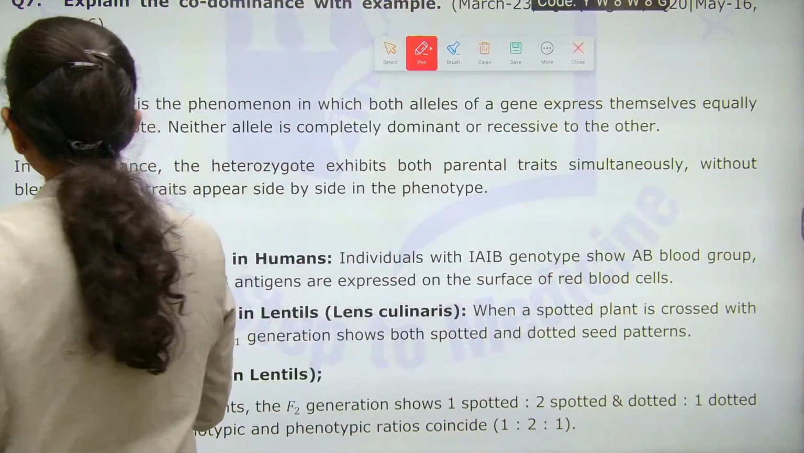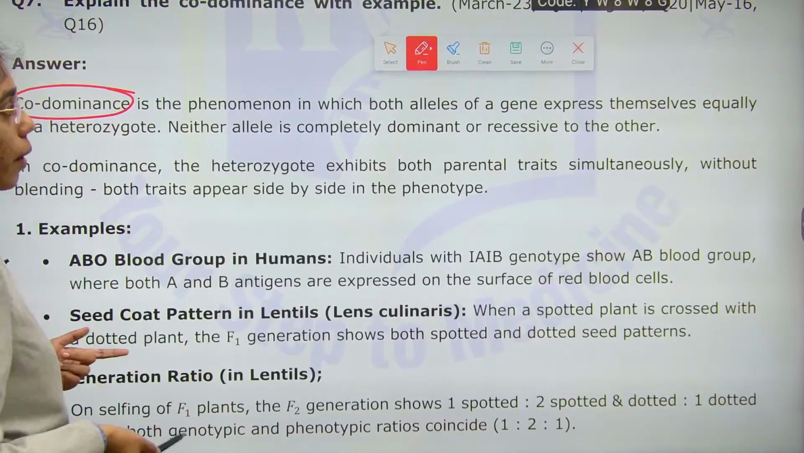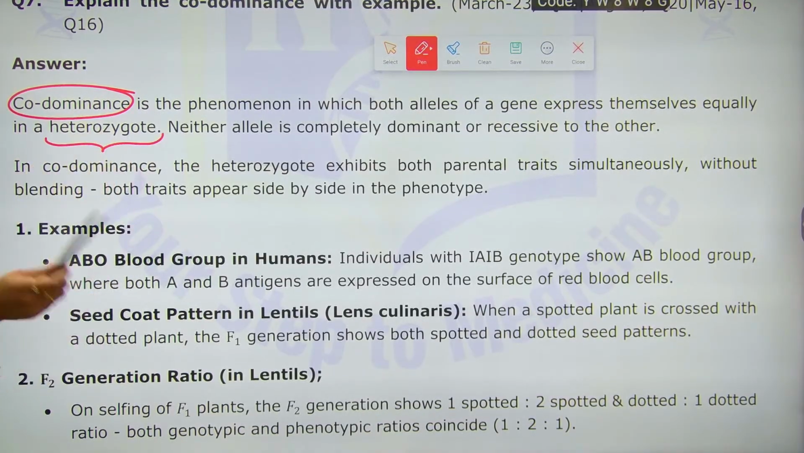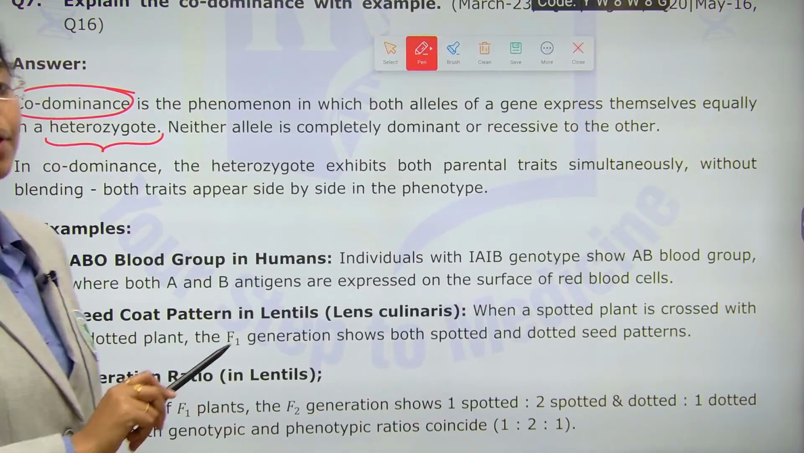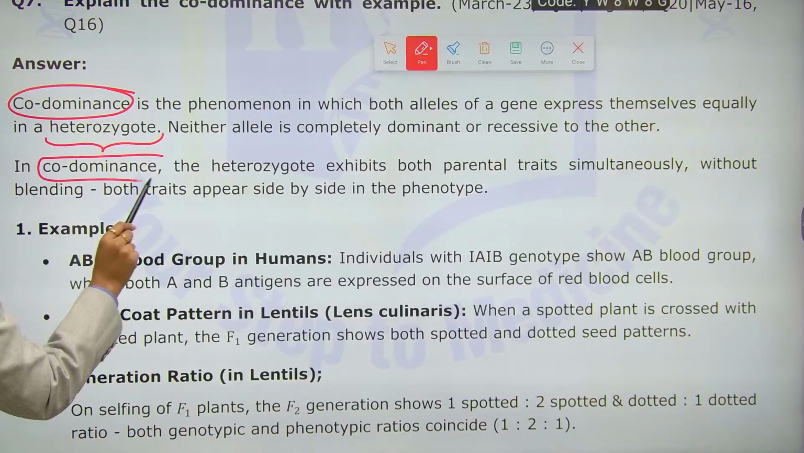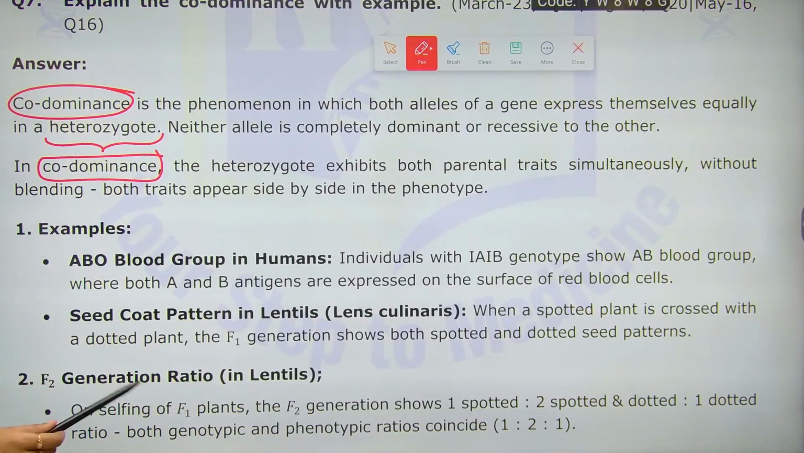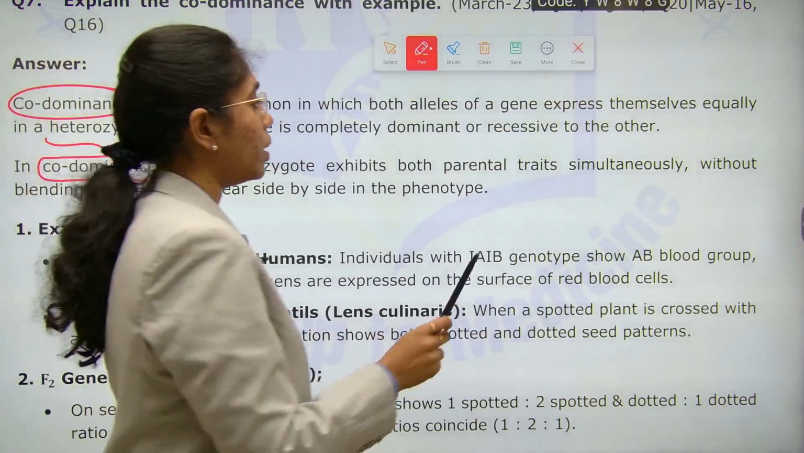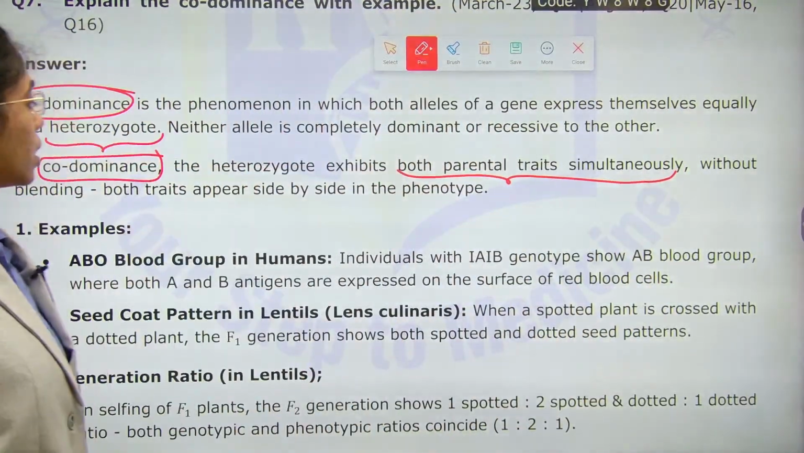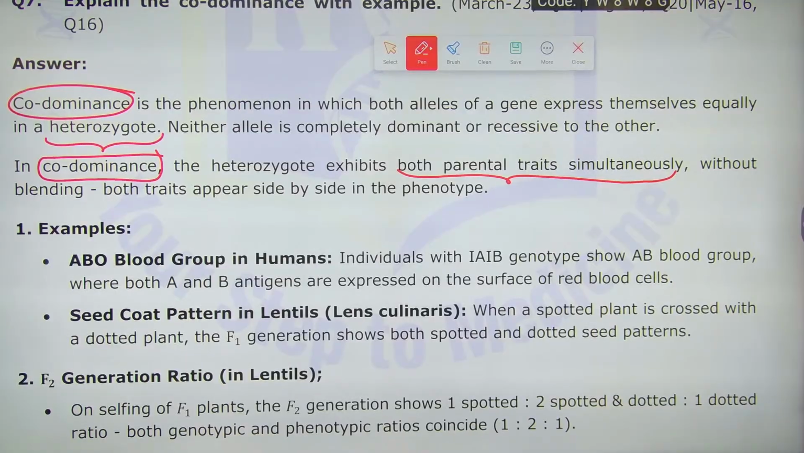Go through the answer. Codominance is the phenomenon in which both alleles of a gene express themselves equally in a heterozygote. Neither allele is completely dominant nor recessive. In codominance, the heterozygote exhibits both parental traits simultaneously, without blending or mixing. Fine.